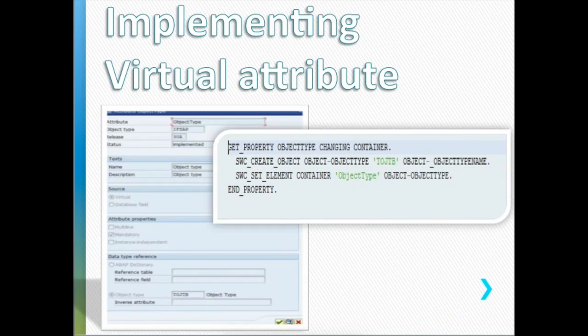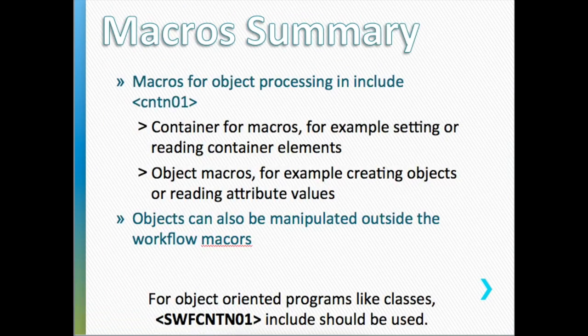Let's look at how to implement some of the attributes. You don't see much difference whenever you implement a different type of attribute. That's only telling the system whether it's a virtual attribute or a database field. Then you provide the reference of that particular field and click OK. The system generates the code automatically, and if you want to modify any of the code for these attributes, you can change it.